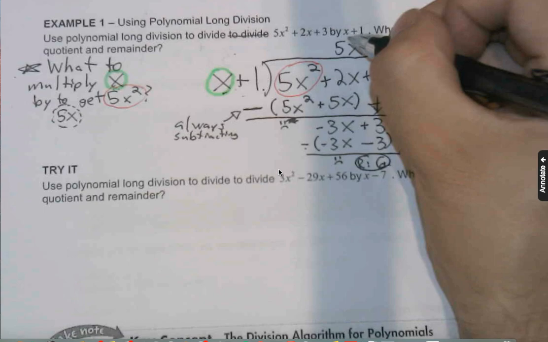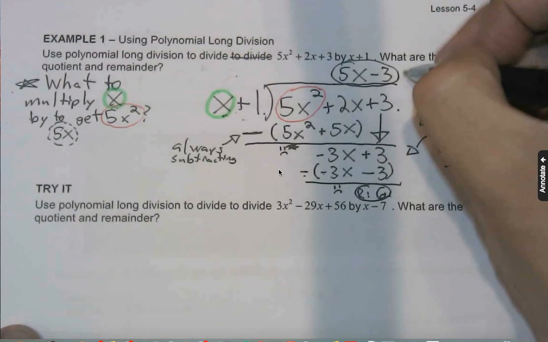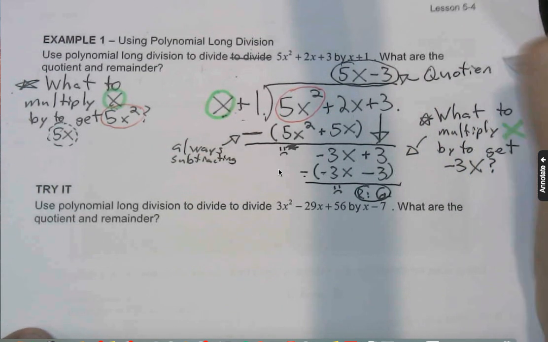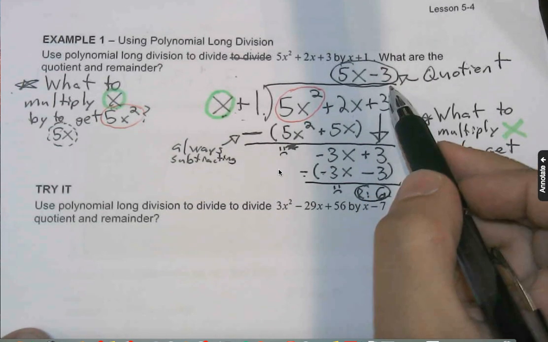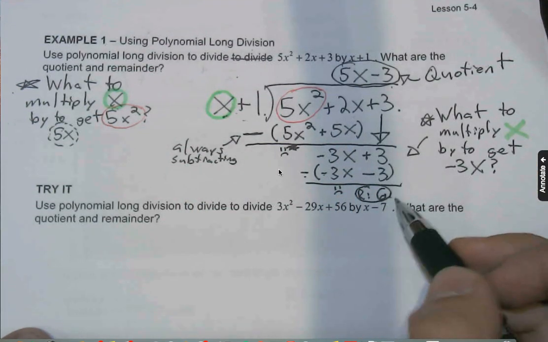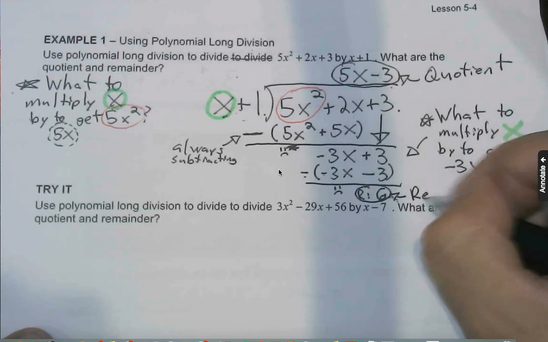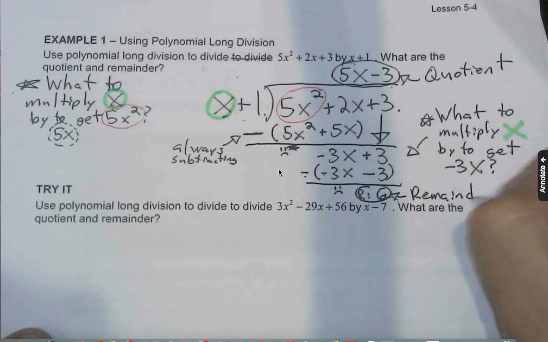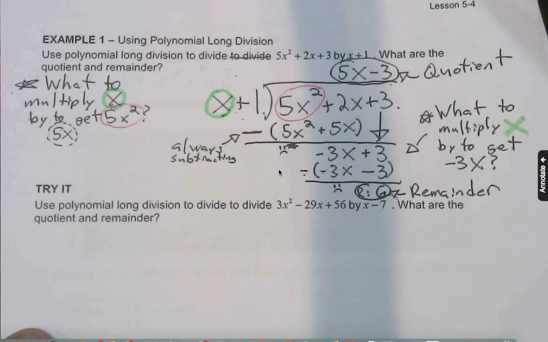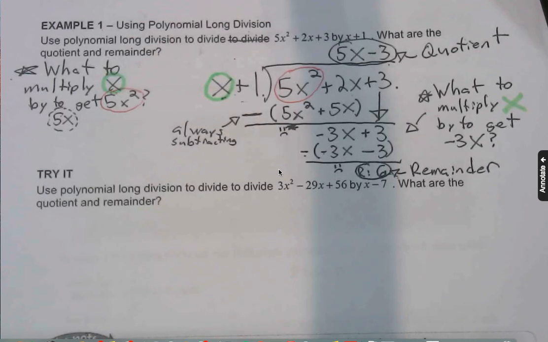And our answer would be 5x minus 3. So collectively for this, 5x minus 3 is our quotient, meaning that if we multiplied 5x minus 3 with x plus 1, we would get awfully close to this, but we're off by 6. So we say that if we multiplied all of this and added on 6, that would get us back to the original polynomial 5x squared plus 2x plus 3. I'll give you a moment to try the next one. So pause that, give it a shot.